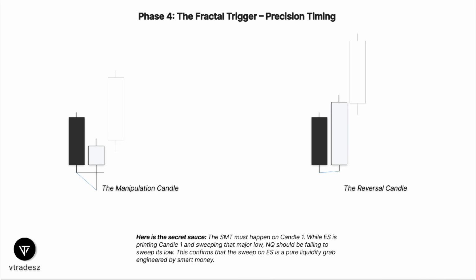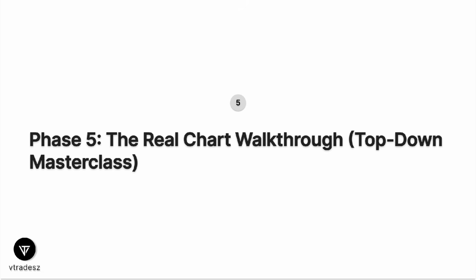But we still don't enter blindly. We wait for candle 2 to close. That candle 2 closure, combined with heavy displacement, is your ultimate confirmation. SMT was the warning sign. The fractal reversal is the green light. Let's look at a real breakdown from start to finish. We are doing a full top-down analysis here, starting from the daily chart all the way down to the 3-minute execution. Forget the theory. This is what actually pays you.